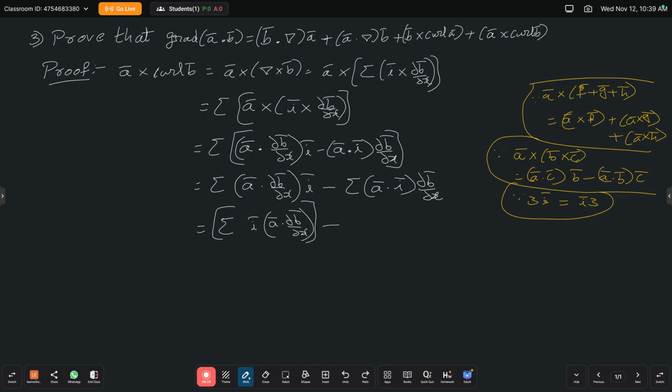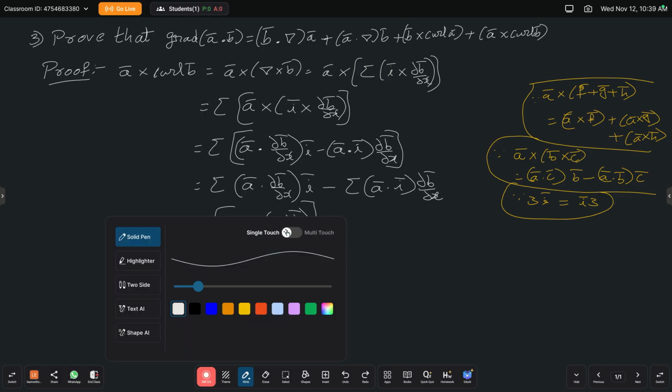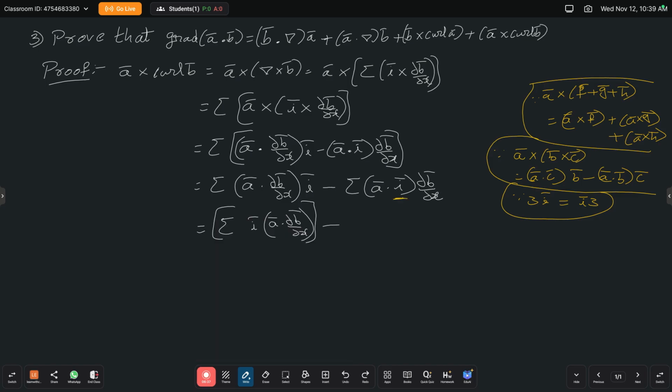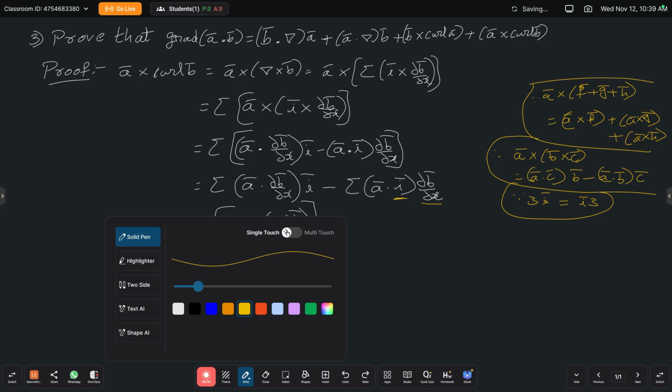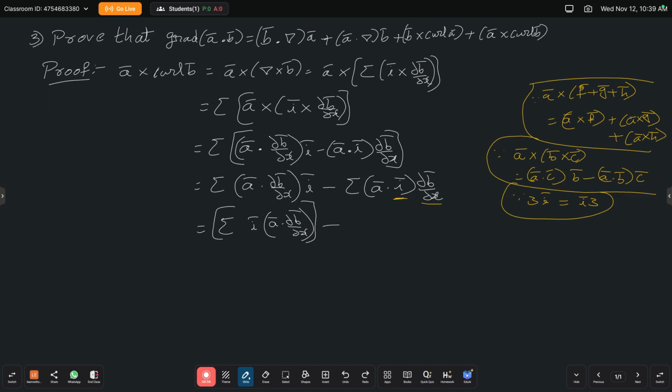And the second term I'm going to write like this. Observe carefully: the summation contains i bar, and wherever i bar is there, the post factor contains ∂/∂x. So I'm going to remove the summation. How can we write it when we want to remove the summation? In place of i bar, we will simply write del, because the post factor also contains ∂/∂x. So how can we write the second term as del?